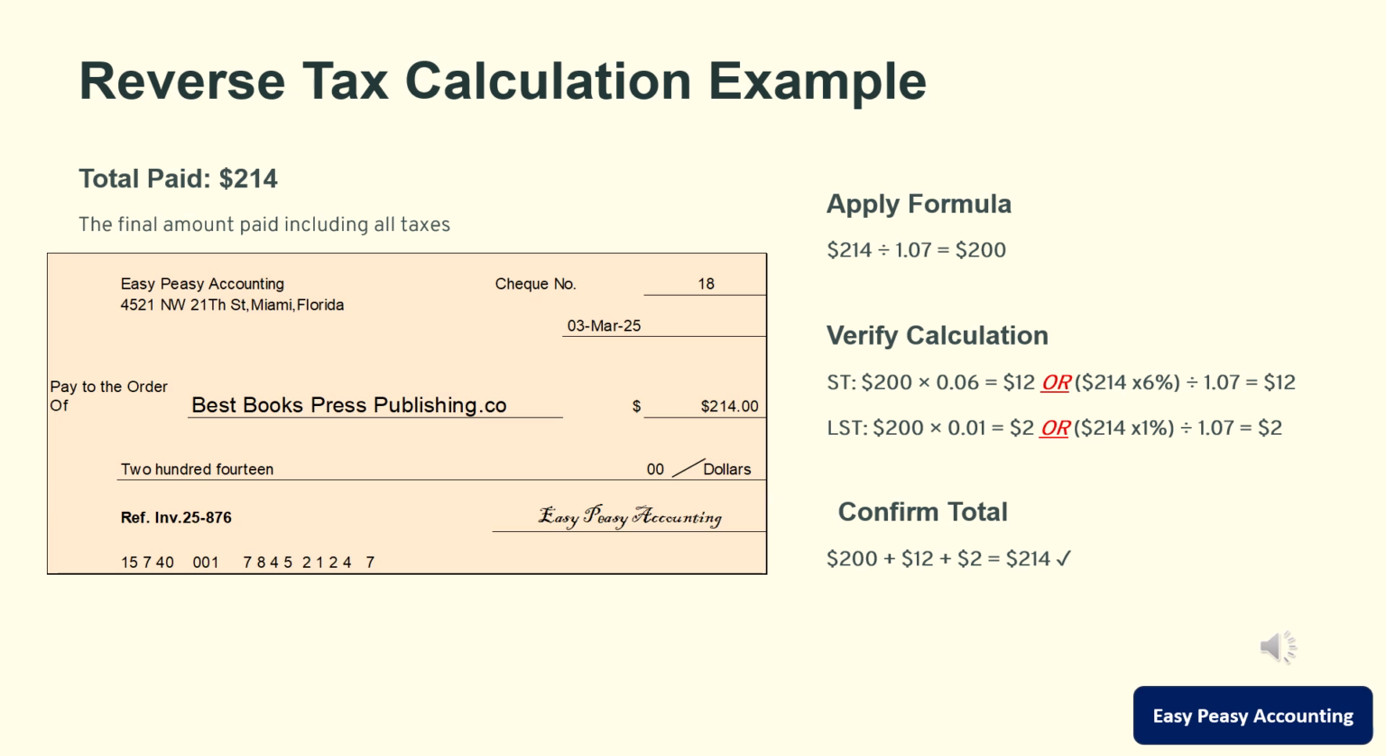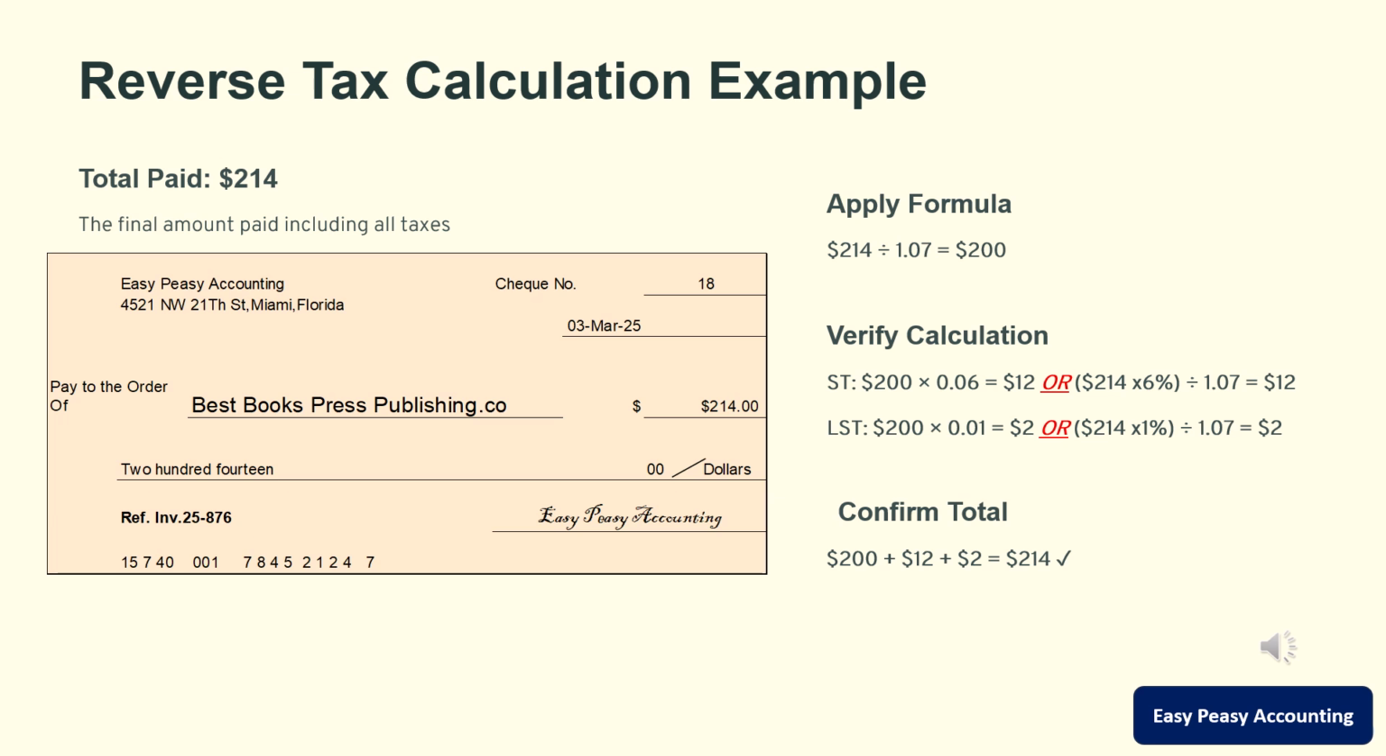Here's an example of how to compute the pre-tax amount when only the total price, after tax, is known. Scenario: reverse tax computation. A customer paid $214 by check in Miami, Florida, where the total sales tax rate is 7%, 6% state tax plus 1% local sales tax. We want to find the pre-tax amount.